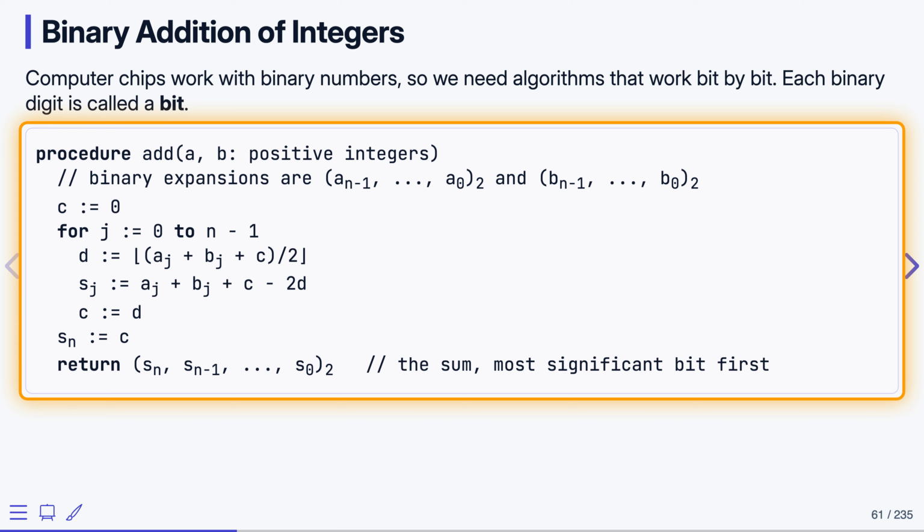The for loop walks through the bit positions from j equals 0 up to n-1, that is from right to left. At each position we add three things: bit A sub j, bit B sub j, and the carry C. From that sum we get two pieces. The new carry D is the floor of the sum divided by 2. Floor means round down. The sum bit S sub j is the sum minus 2 times D, then the carry C becomes D, ready for the next position. After the loop, the final carry becomes the top bit S sub n, then we return the bits the way we write numbers, top bit first.